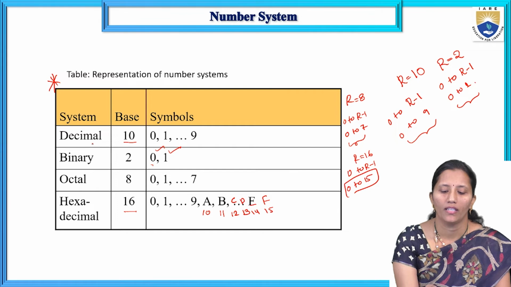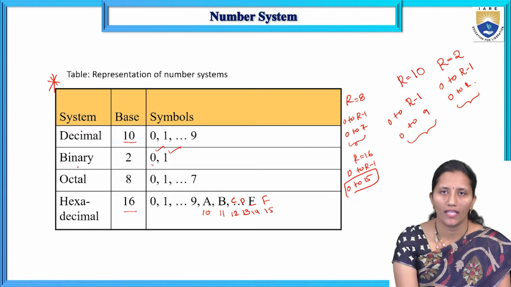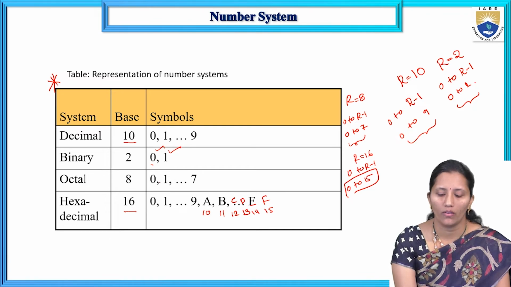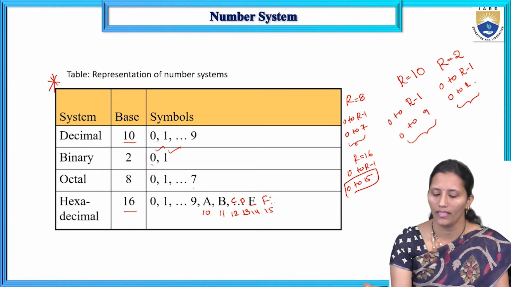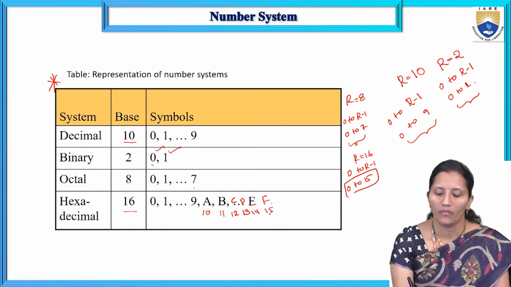So in the decimal system, the base is 10, and here we are going to use the numbers 0 to 9. In the binary system, that is nothing but two numbers, only 0 and 1. Octal, the base is 8, and we are going to use the numbers 0 to 7. In the hexadecimal number system, the base is 16, and here we are going to use the numbers from 0 to F, a total of 16. Here in hexadecimal, 10 is represented by A, 11 is represented by B, 12 by C, 13 is D, 14 is E, 15 is F.